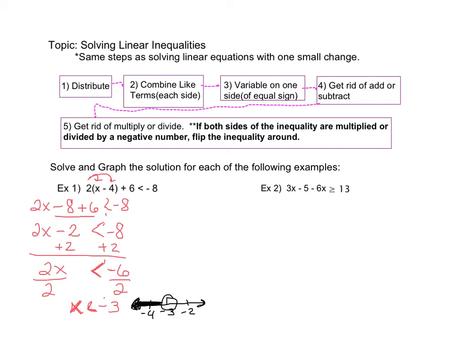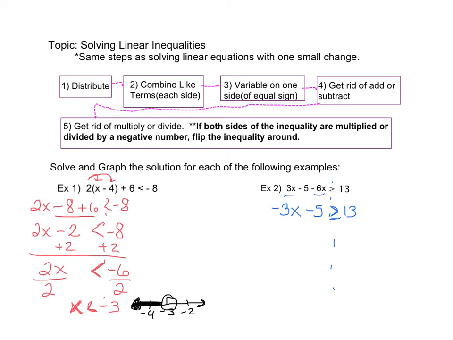Looking at example 2, I see that I don't have anything to distribute, so I'll skip step 1. But I do see that on the left side of my inequality, I have a 3x minus 6x. I combine them, giving me negative 3x. Subtract 5 drops down, greater than or equal to 13.